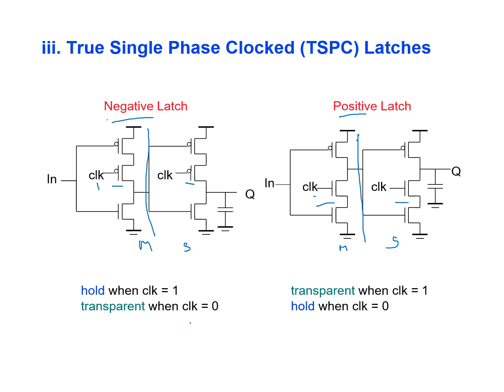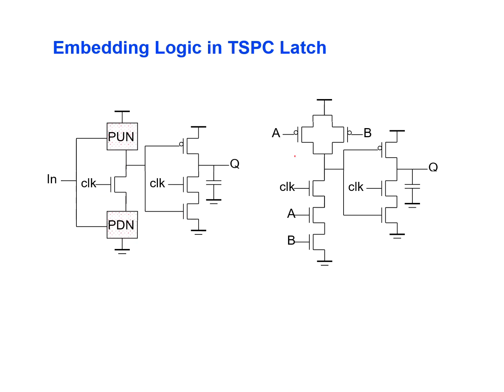Okay, now in this case when clock is 1, for the negative latch, master is in hold state and slave is in transparent state. At the same time, in a positive latch when clock is 1, master is in transparent state and slave is in hold state. Okay, this is the case when clock is 1. Similarly when clock is 0, the reverse case will be there. Okay, this is regarding a basic positive and negative latch.